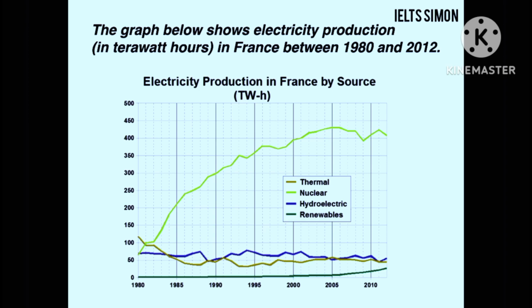You can see on the graph, on the y-axis on the left, those units 0 to 500, those are the terawatt hours. So if we're talking about 500, we'll say 500 terawatt hours of electricity. At the bottom on the x-axis you can see the years 1980 to 2012, and in the box in the middle of the graph we can see the sources of electricity: thermal, nuclear, hydroelectric and renewables. How then do we write a report about this?